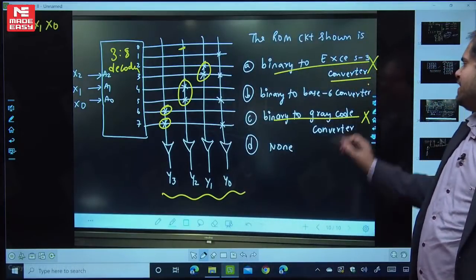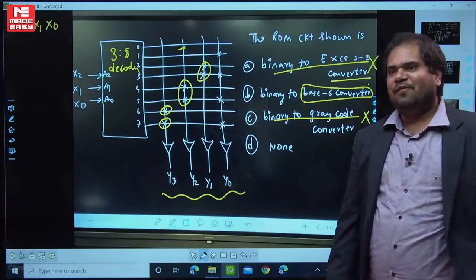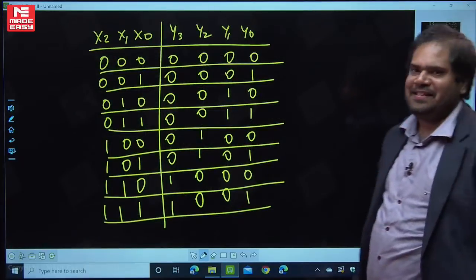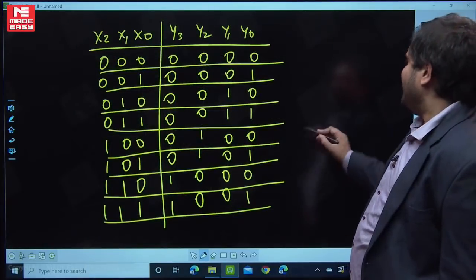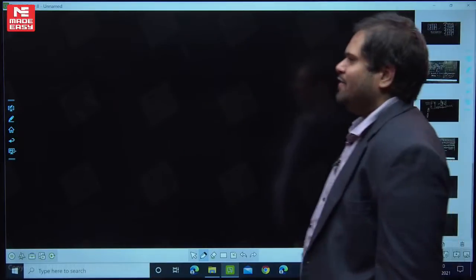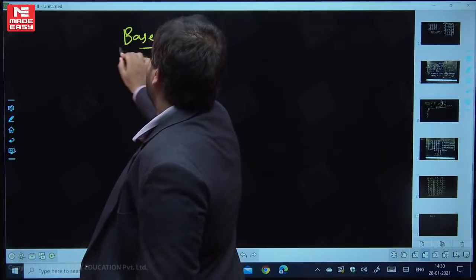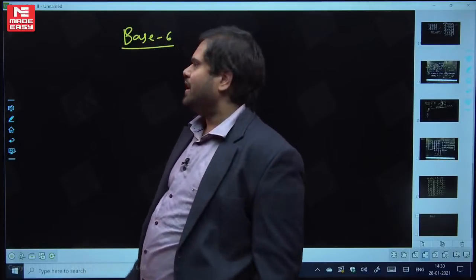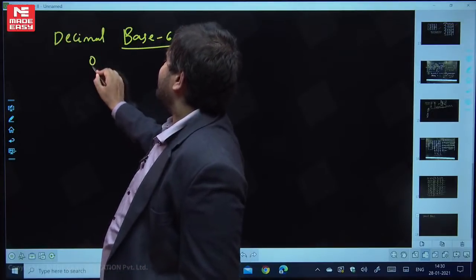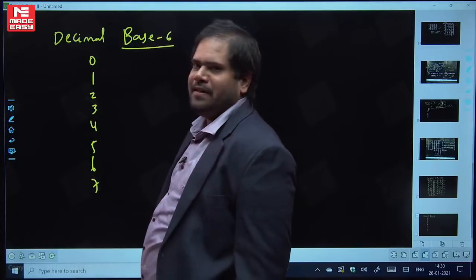Now let us see this interesting base 6 converter. What is base 6? It's a simple question from number systems. Let's do it for base 6. When you say base 6, what are the numbers in base 6? Tell me, how do you write the numbers in base 6? I will write decimal here and base 6 here. 0, 1, 2, 3, 4, 5, 6, 7. How will you write numbers in base 6?